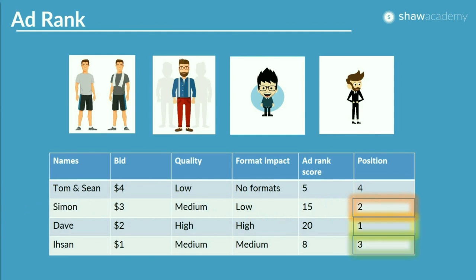Then we've got Isan, who bid the least, but his quality is a little bit better than, say, Simon's. It takes a lot of stuff into effect. So he gets an 8, and he comes in third. And Tom and Sean just didn't know what they were doing. They didn't use any formats. They ran a really low quality ad, but they put a lot of money in, and their score was 5.